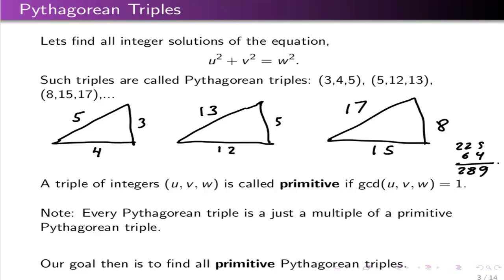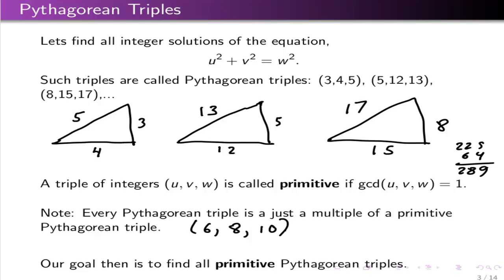So a Pythagorean triple is called primitive if the GCD of the three numbers equals 1. And note, every Pythagorean triple is just a multiple of a primitive one. So for instance, I could double these three sides and I could come up with 6, 8, 10. That's another very popular Pythagorean triple. 36 plus 64 is 100.